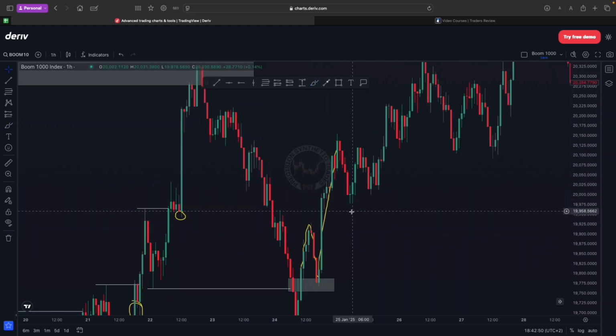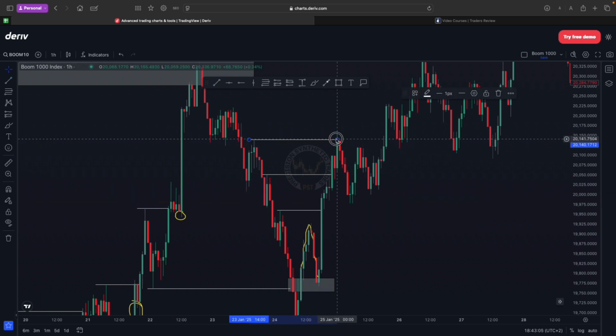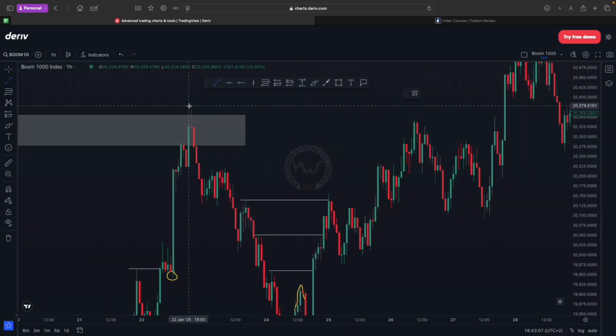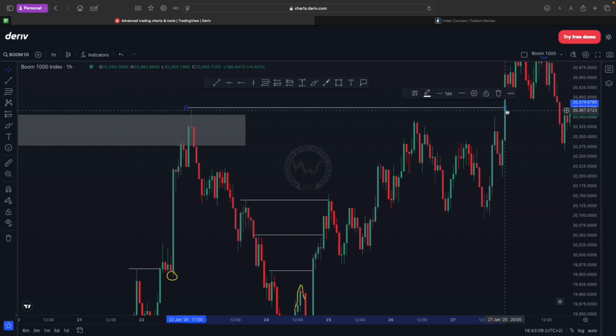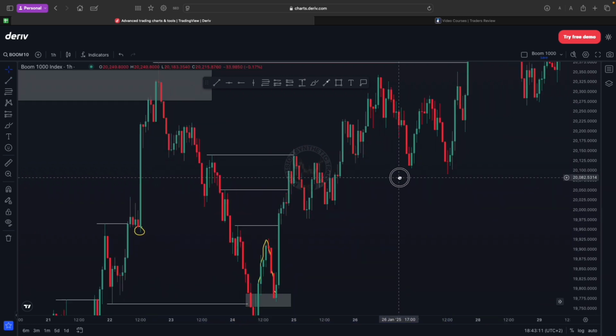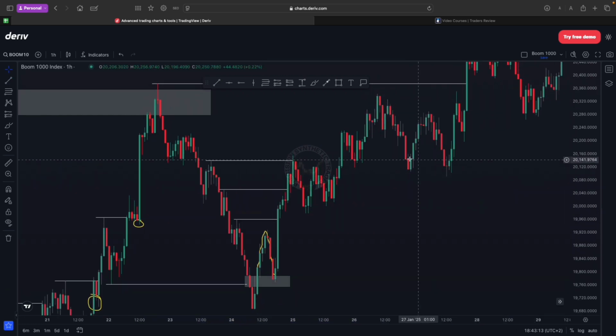And where can you target? If you want to be more conservative, you can target the first level here. You can take profits. There's another level here. There's another level here. And then your main level will be this huge one that will be there. All right, let's look for another example.